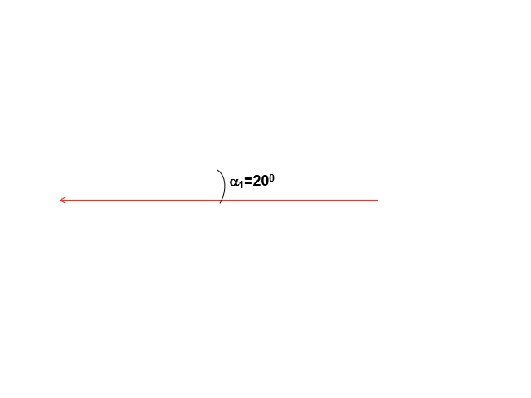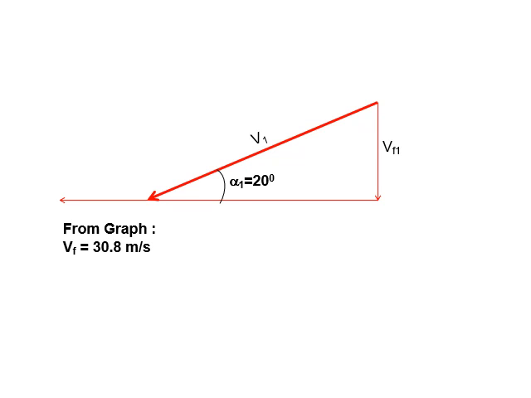Now construct the velocity diagram. Alpha 1 angle is given as 20 degrees, V1 value is known, so draw the V1 line. Then draw the perpendicular to the horizontal, that is Vf1. From the graph, the Vf value is 30.8 meter per second. What about the U value? U is calculated as 4/3 times Vf, correct? So that is equal to 41 meter per second.